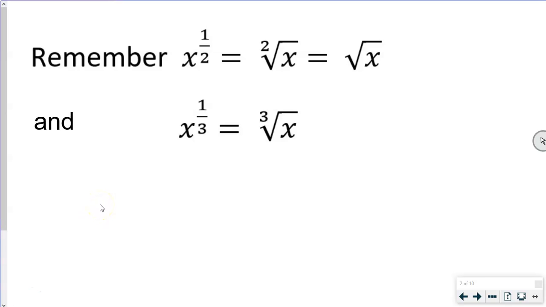First I want you guys to remember that x to the 1/2 is the same as the square root of x. Remember that can be indicated with an index of 2, but most of the time it is indicated without the index, like it is up here. And then we have x to the 1/3, which is the same thing as the cube root of x.